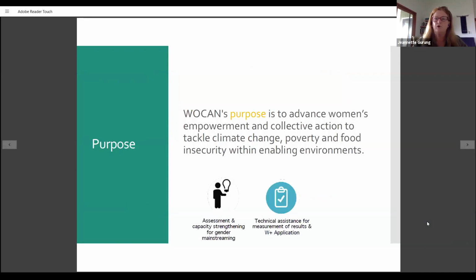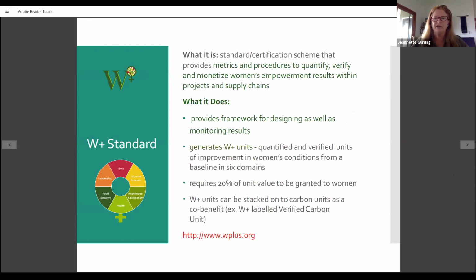And our purpose, as part of our theory of change, is really to advance women's empowerment and collective action, which we believe very strongly in, to tackle climate change, poverty, and food insecurity within what we call enabling environments within institutions. So we do a lot of assessment for capacity building, for gender mainstreaming, and also the technical assistance, as I had mentioned.